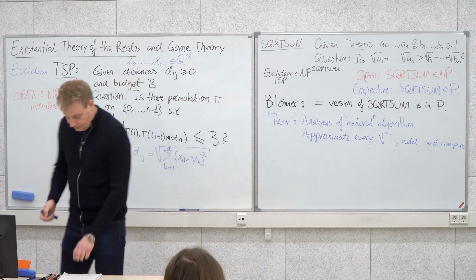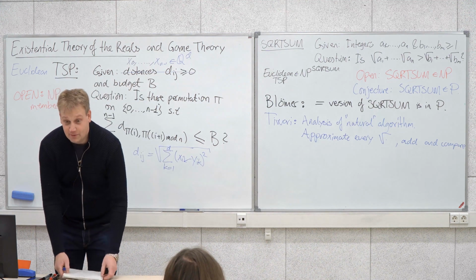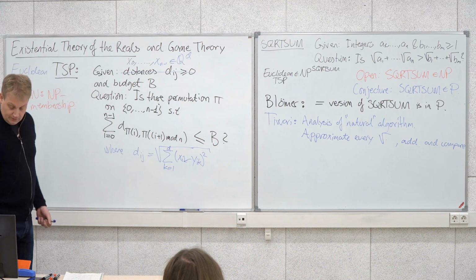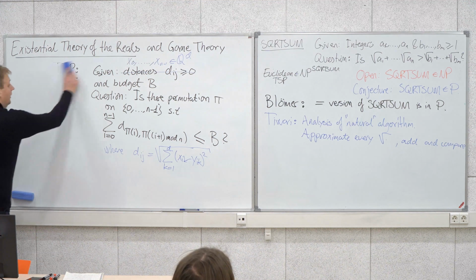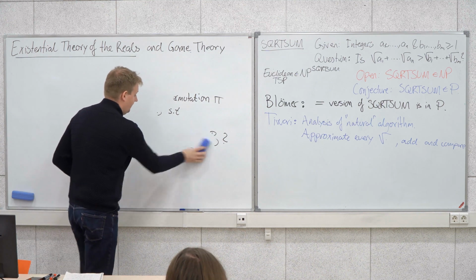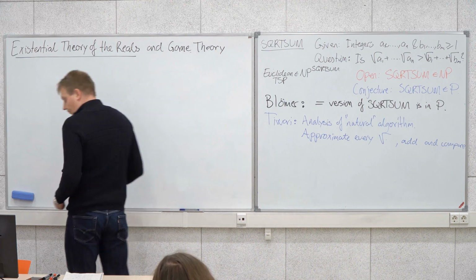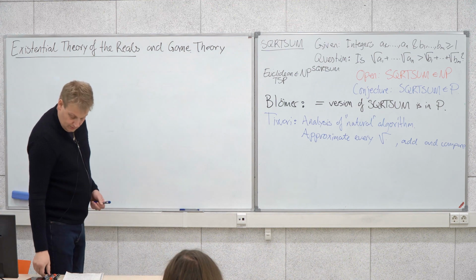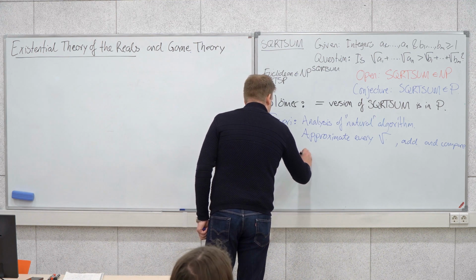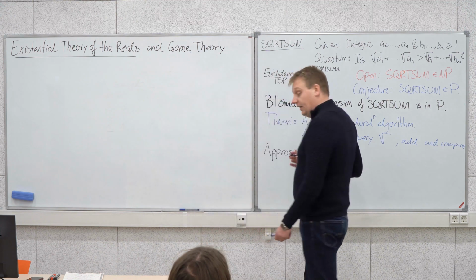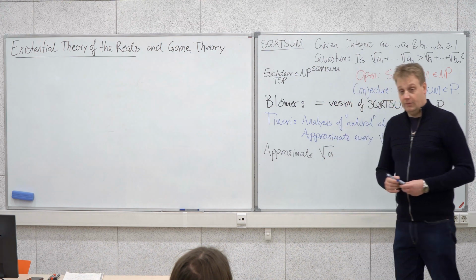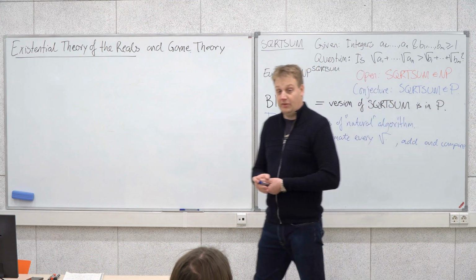And let's actually try to go over how would you actually approximate a square root. So let's say that we have a number a given as input. We want to approximate the square root of a. So how to do that? We can apply Newton's method of approximation.